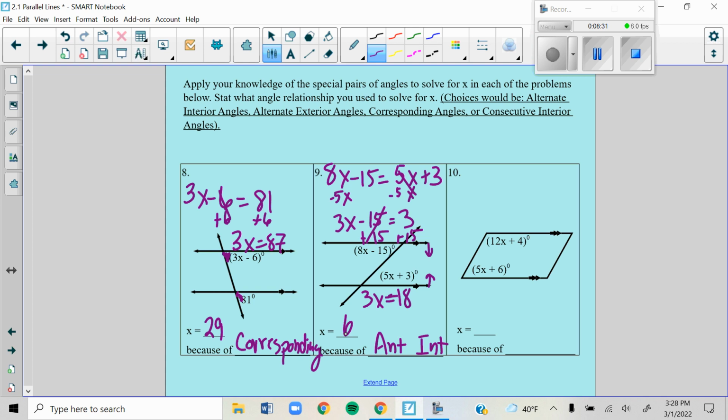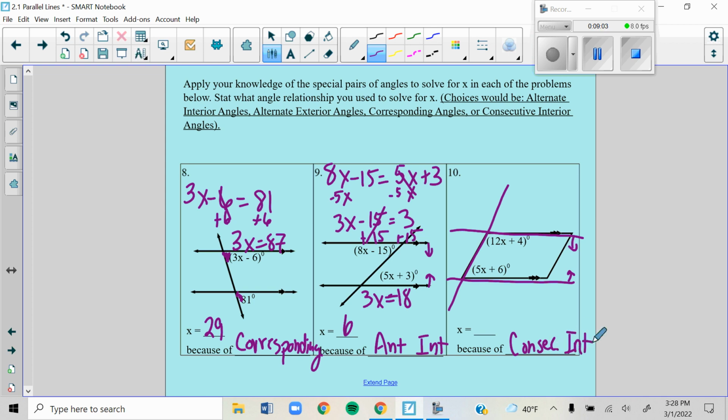All right, problem 10. Problem 10 is a little bit different. It does not show us a set of parallel lines and a transversal outright, like all the other problems. They give it to us in a problem. But if I extend out my parallel lines, and I extend out the transversal that's going with both of those, now I can see it's very much like 8 and 9. They are both inside my parallel lines and they are on the same side of my transversal. So these are consecutive interior.